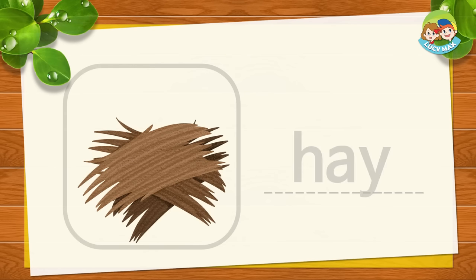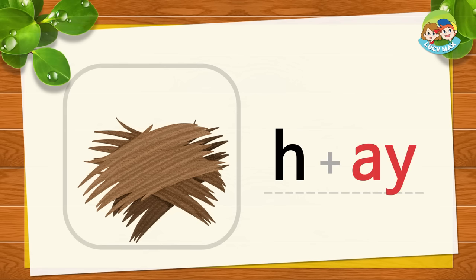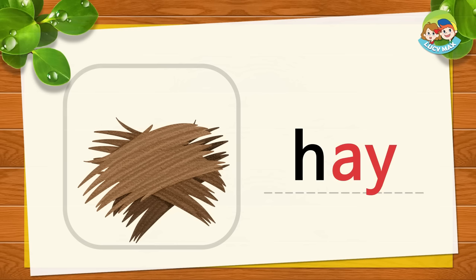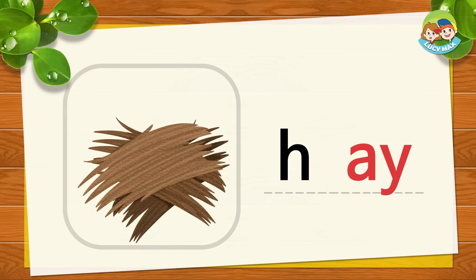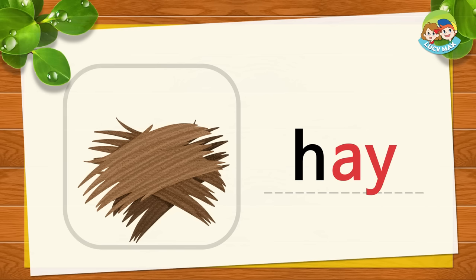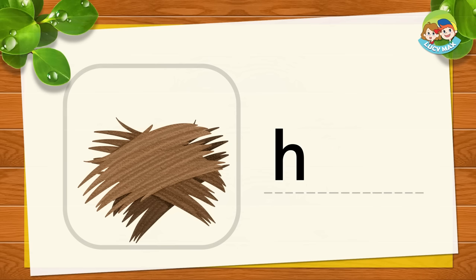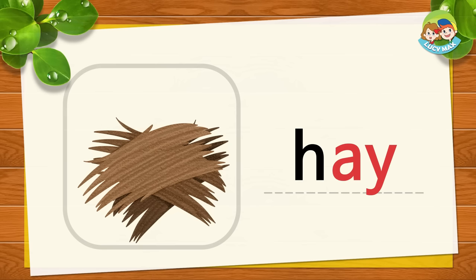This is hay. Horses and sheep like to eat it. H and A together is hay. H, A, hay. Now you try. Good.